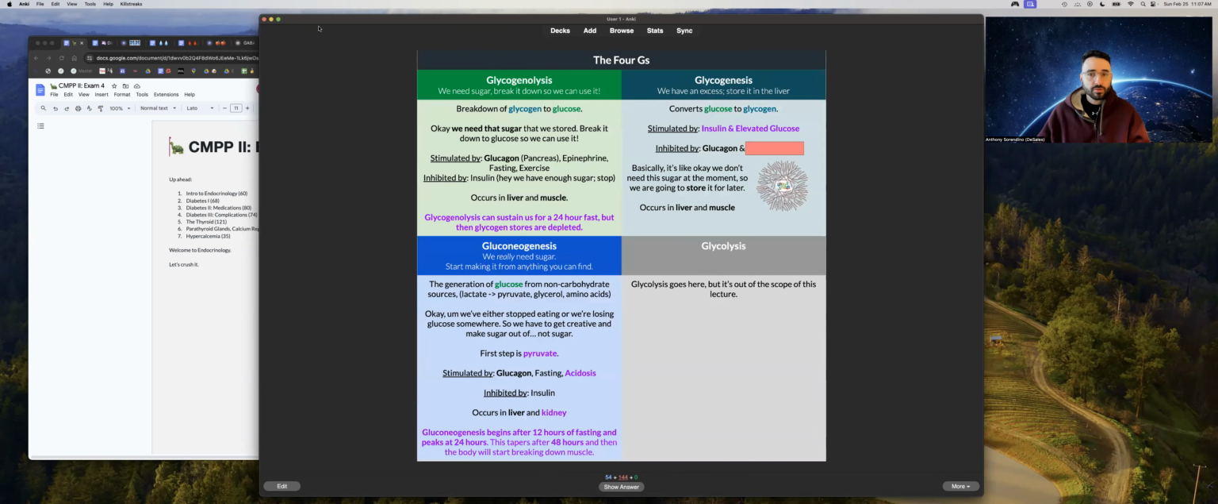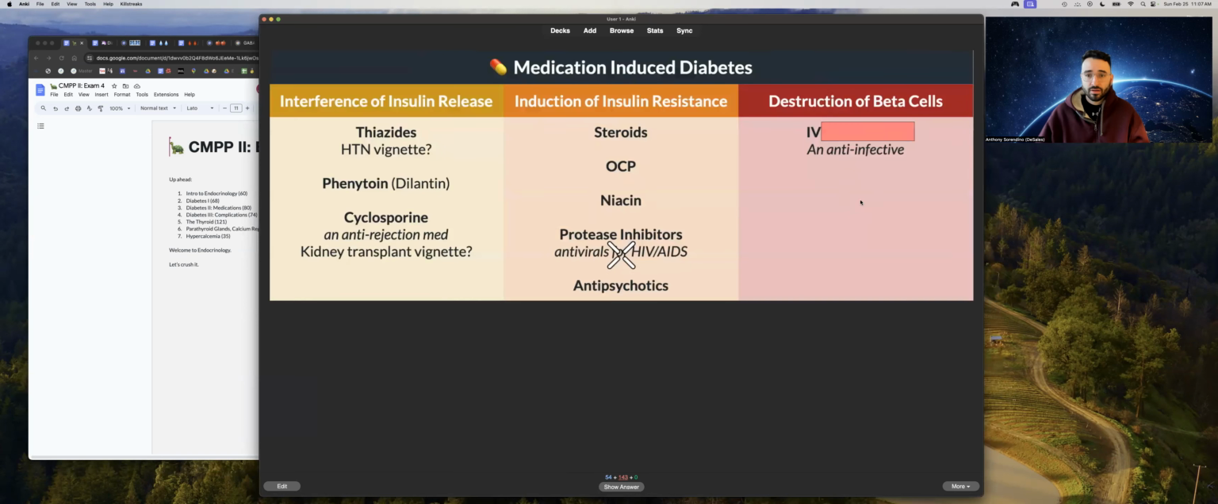All right, what is going to inhibit glycogenesis? Glucagon. And so what's going to inhibit storage? Catecholamines, epinephrine. Good job.